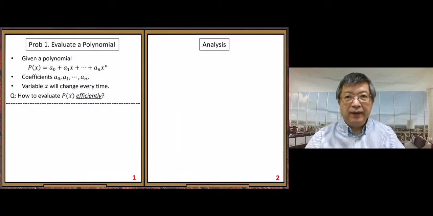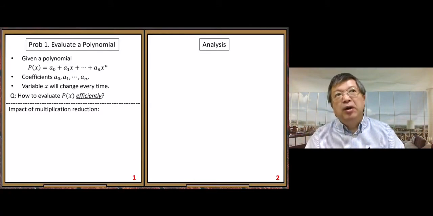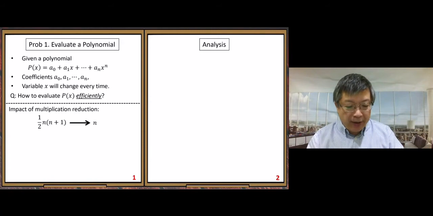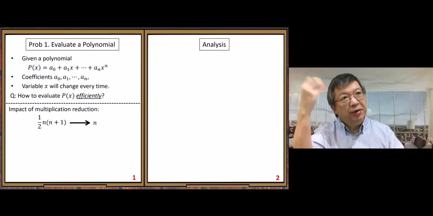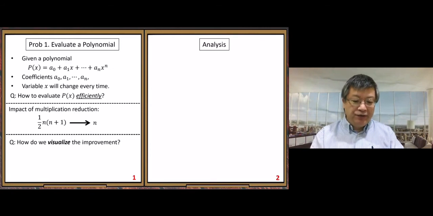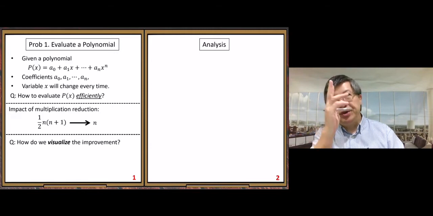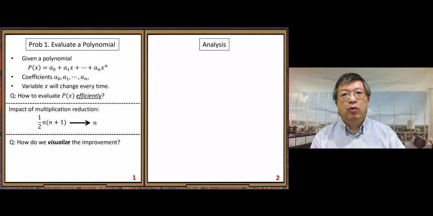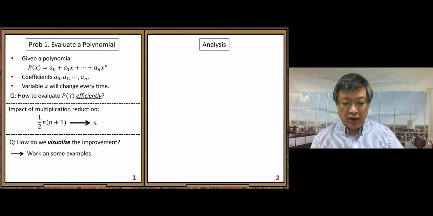All right, so let's look at, we try to get a better understanding here. The impact of multiplication reduction, how big. We want to visualize it. We want to get a better visualization here. How to visualize the improvement. Very simple. Here I just want to use two simple examples. With these two examples, you can get a much better impression on the improvement. All right.